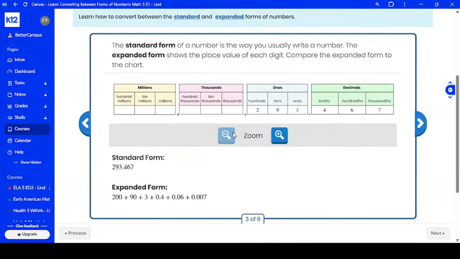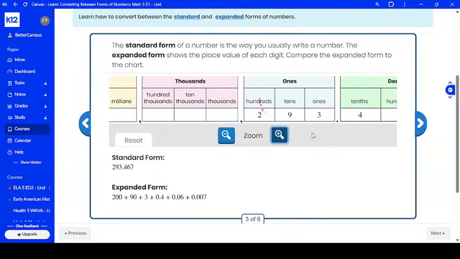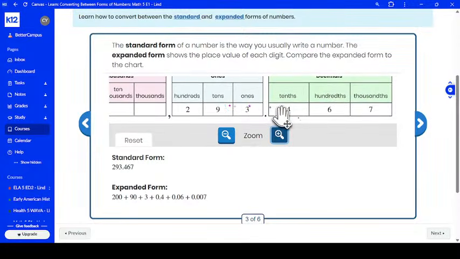This is the standard form when it's all together. Expanded form is adding each place value. For example, you do hundreds all by itself, like 200, tens by itself, 90, ones by itself, 3, tenths by itself, 4 tenths, hundredths by itself, 6 hundredths, and thousandths by themselves, 7 thousandths.